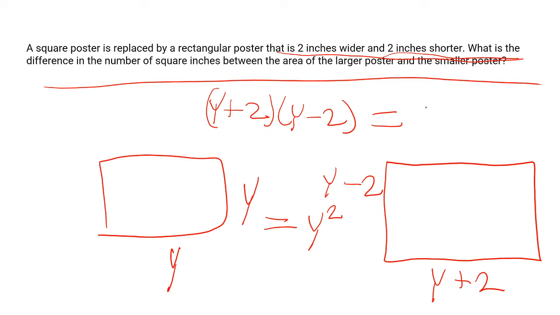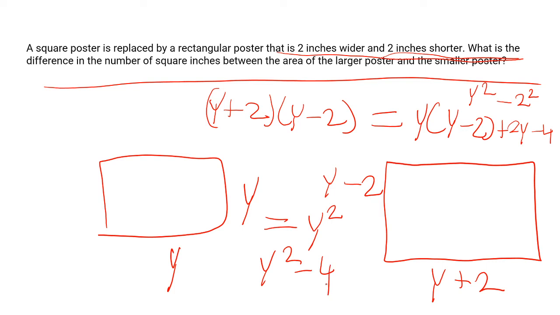So we can just expand the product. And this is for those of you who don't know the difference of squares factorization. We expand that product: y squared plus 2y minus 2y minus 4. Minus 2y plus 2y cancel. This is y squared minus 2 squared, which is 4. So this is just y squared minus 4.